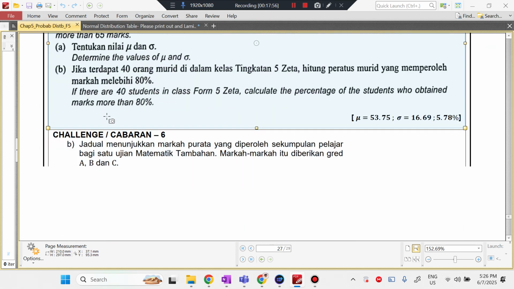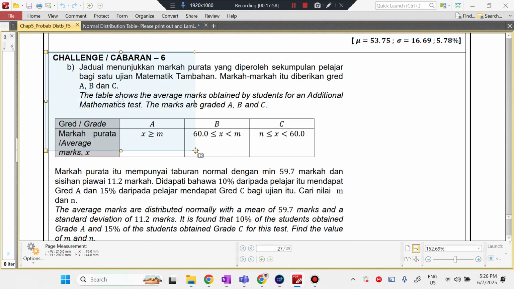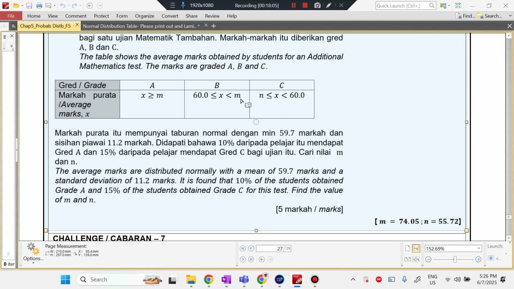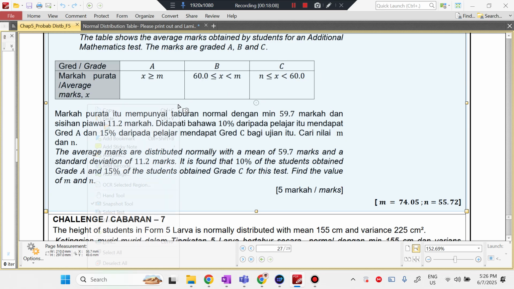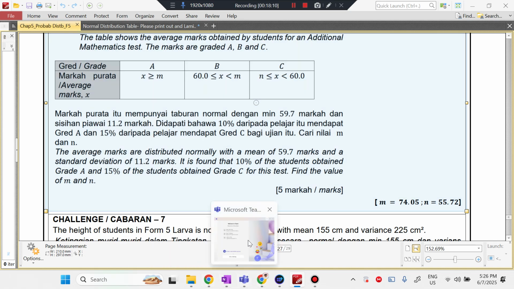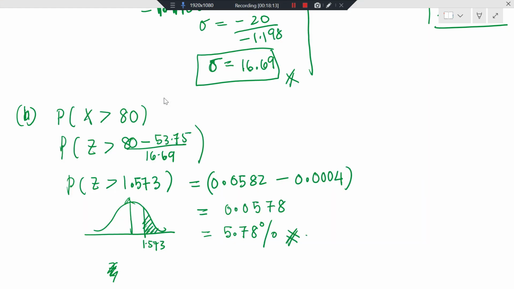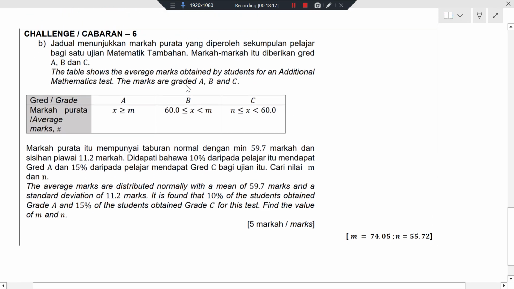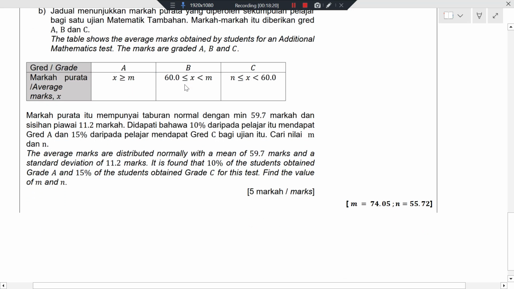Next, question number 6. Questions like this are very popular. Sometimes they will put durian, grade A, grade B, grade C, same concept. Question number 6: the table below shows the average marks obtained by students for an additional mathematics test. The marks are graded A, B, and C.